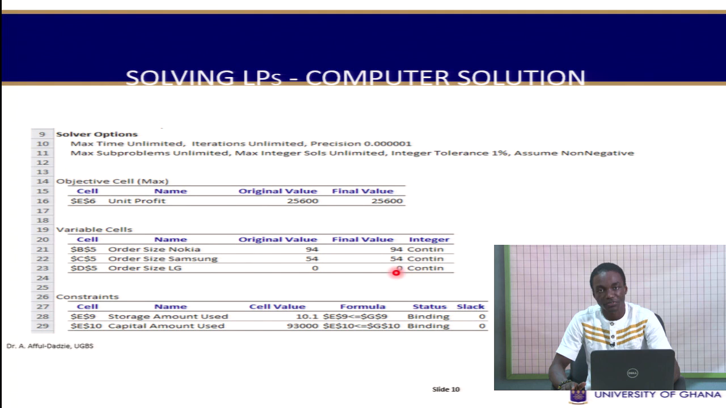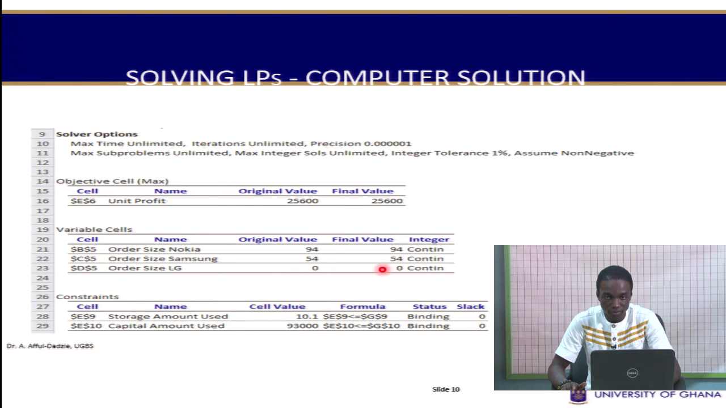So we look at the final values of the cells within the objective cell and then the variable cells. While the objective cell gives you an idea of the total profit, the variable cells give you an idea of how many of each of the decision variables to purchase in order to maximize our profit. So we have a total profit of 25,600, and it is coming because we are ordering 94 of the Nokia phones and then 54 of the Samsung phones.